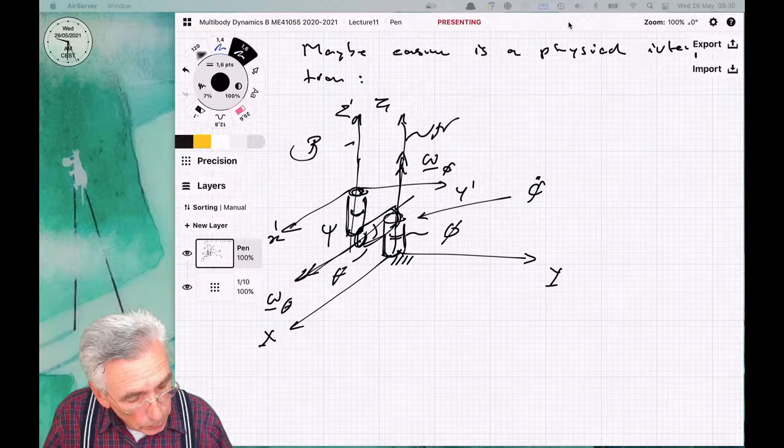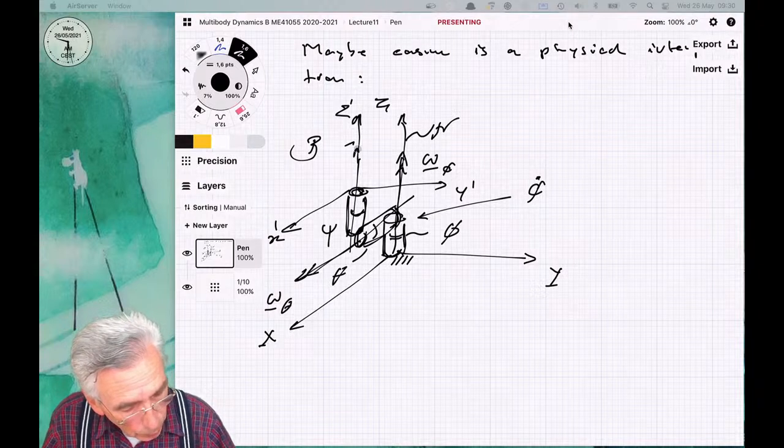Okay, then the last one, of course, rotation about this guy is the omega about this axis, omega psi.